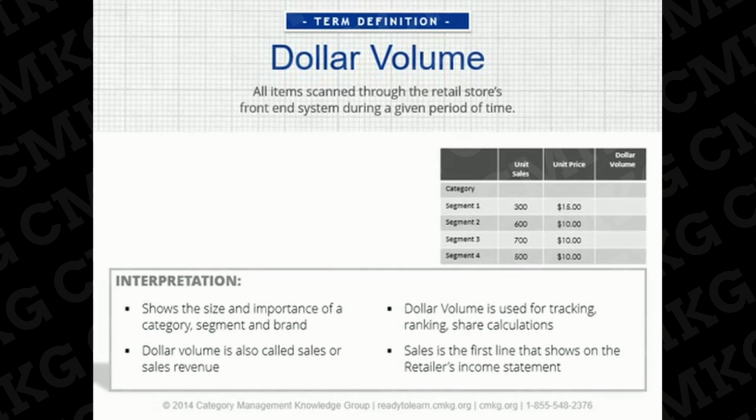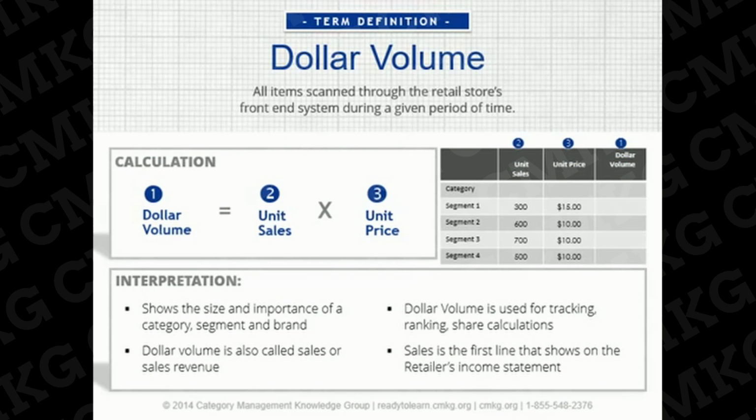The first measure is dollar volume, which includes all items scanned through the retail store's front-end system during a given period of time. It's used to show the size and importance of a category, segment, and brand as it relates to dollars. This measure is required to do many other calculations, including tracking, ranking, and share calculations. The calculation for dollar volume is unit sales multiplied by unit price.